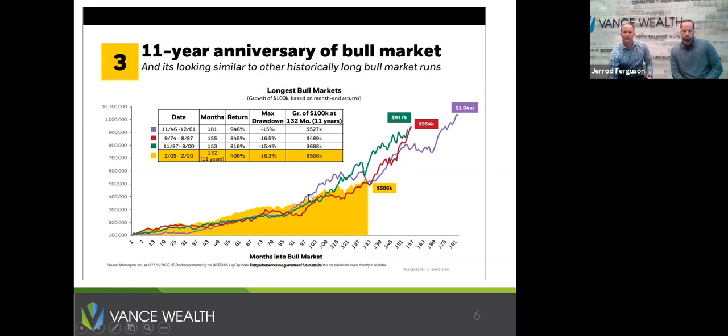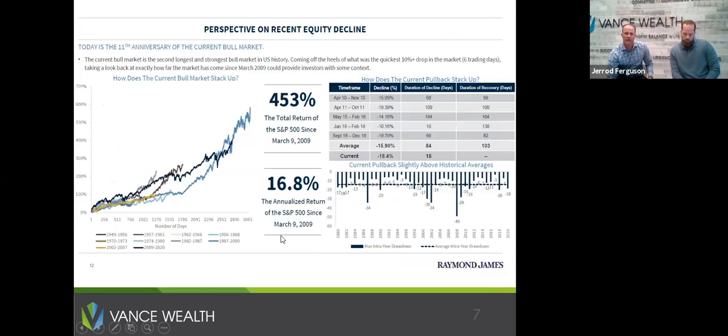All right, Jared, you want to tackle this one? Yeah, so what this chart shows, going back to March 9th of 2009, is that the total return in the S&P 500 is basically 453%. Over that roughly 10-year period, there were 5 times where the market was down between 10 and 20%. The average decline is 15.9%, the duration of the decline was 84 days, and the duration of the recovery was 103 days.